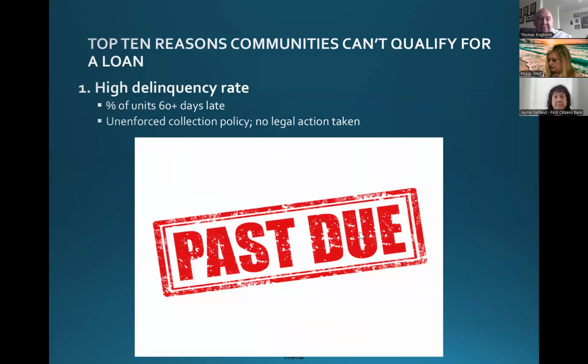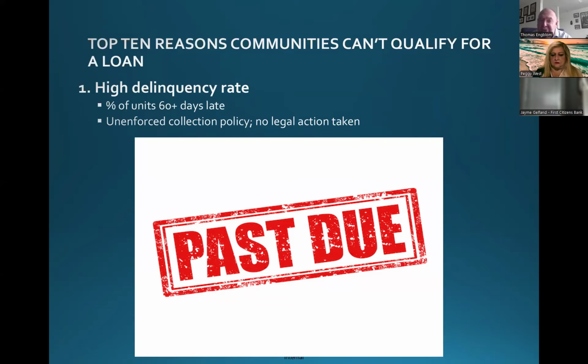Very, very concerning. Again, let's go back to high delinquency, percentage of units, 60 days or more. How are you going to enforce it? Do you have a legal action? So what the bank does and how they set this up is they set up an ACH, and every month we pull that money from your bank account. And what happens is if you don't make that payment, part of the legal requirement, the association has nothing of value. And let me clear that up.